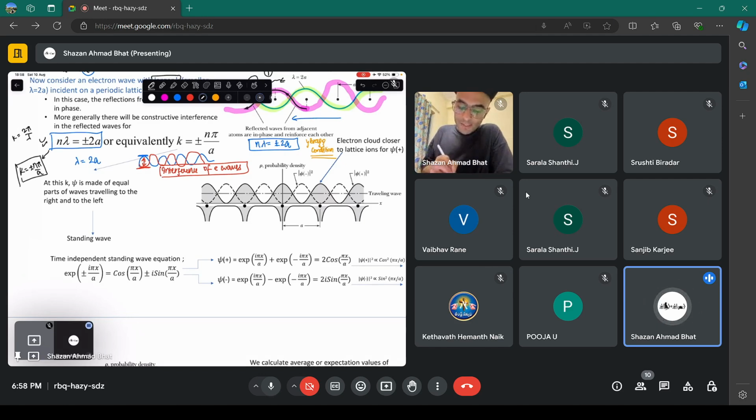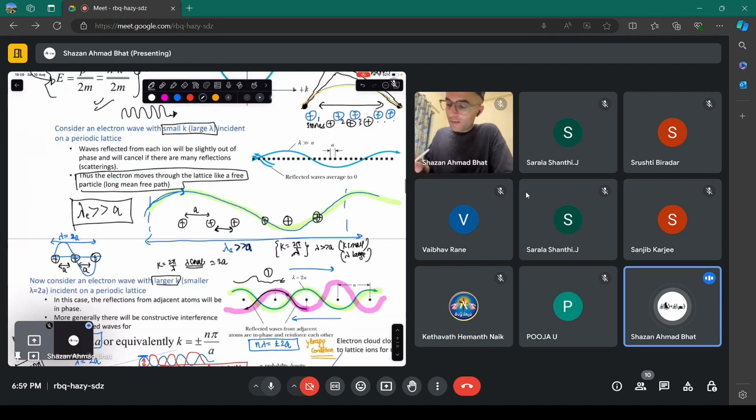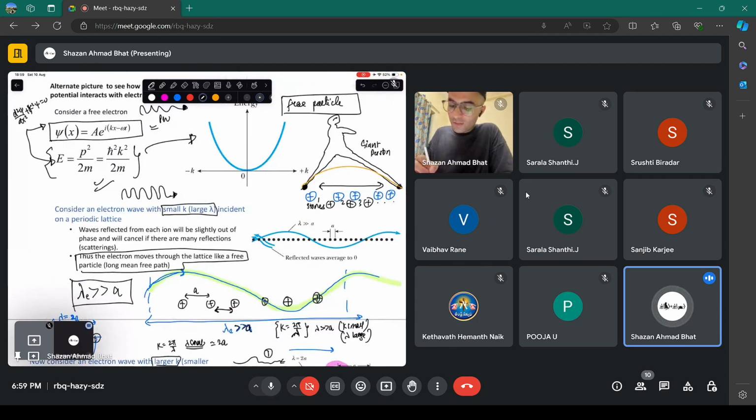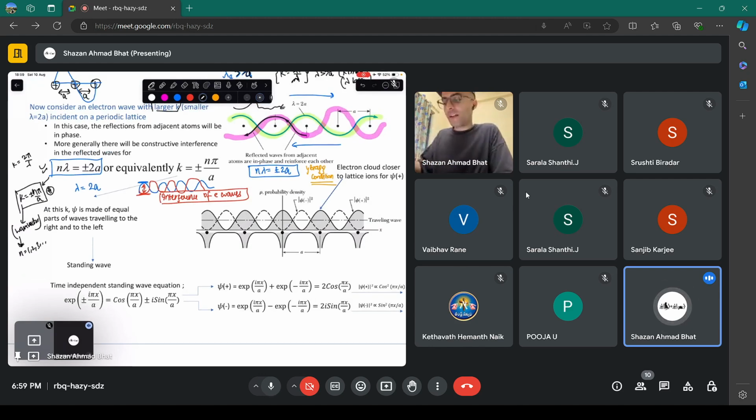That means this wave vector is not continuous now. It varies as integer multiples of pi by a, where n equals 1, 2, 3, and so forth. Earlier in the free particle case, this k was continuous, and the energy was continuous because k was continuous. Now, what is happening? The k is getting discretized, and there are only certain values of k allowed. Why? Because of the interference happening.